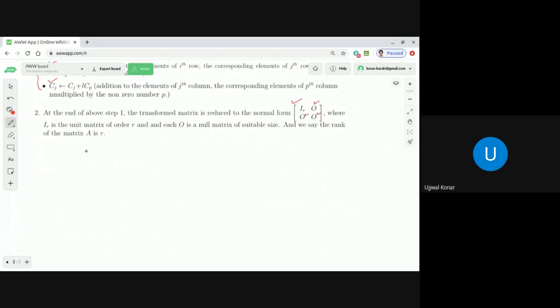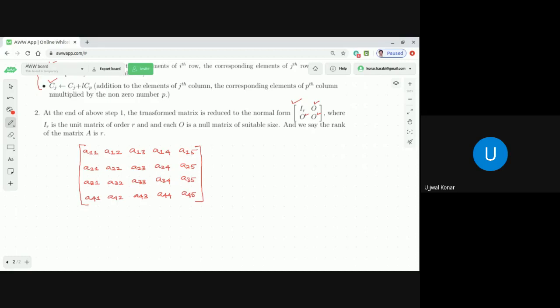Suppose, dear students, a matrix is given to you something like this. A11, A12, A13, A14, A15. I'm just writing a 4x5 matrix. A21, A22, A23, A24, A25. A31, A32, A33, A34, A35. A41, A42, A43, A44, A45. So, as you see, this is a 4x5 matrix. That means it has 4 rows and 5 columns.